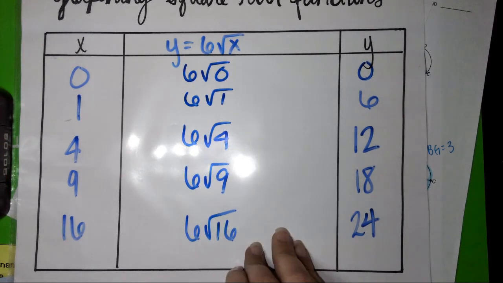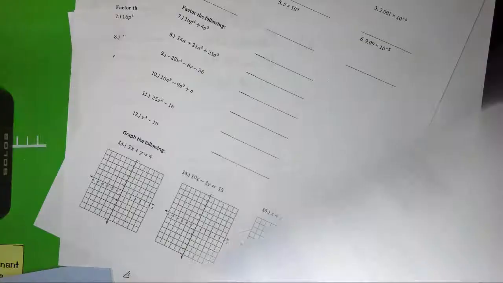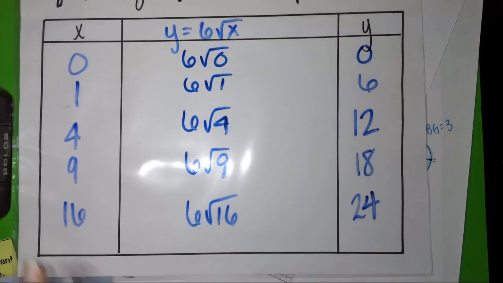Graph it. Flip it over and graph it. Show me what it's going to look like. You may not be able to graph 24. You won't. But you can graph everything else. So I will leave my t-table up here. You flip yours over and graph.